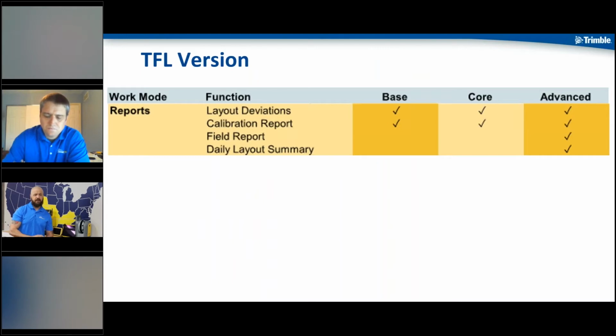One thing I want to hit on real quick, and we talked about this last week when we discussed the Trimble Field Link software: Sean's going to be talking about reports, and those are not in every version of Trimble Field Link. The layout deviation report is going to be in all of them. However, if you're only in Base or only in Core, the field report and the daily layout summary that Sean talks about are features in the Advanced Feature Pack software. You can refer back to last week's webinar, but not all these tools may be available to you. If it's not, please understand why. It's not that we don't like you or took anything away from you, we're just trying to make sure you've got the latest and greatest information.